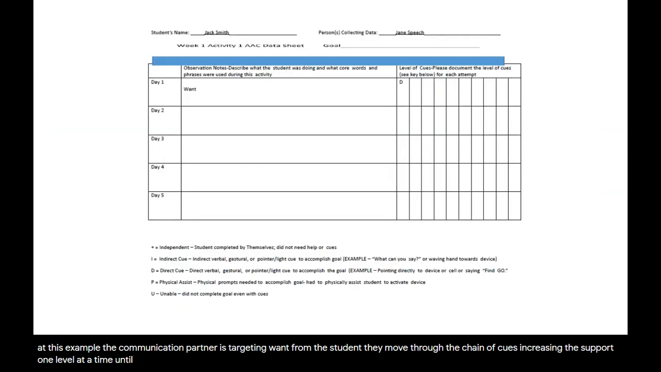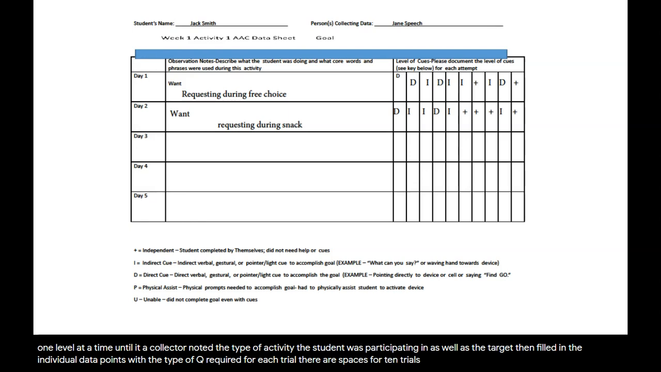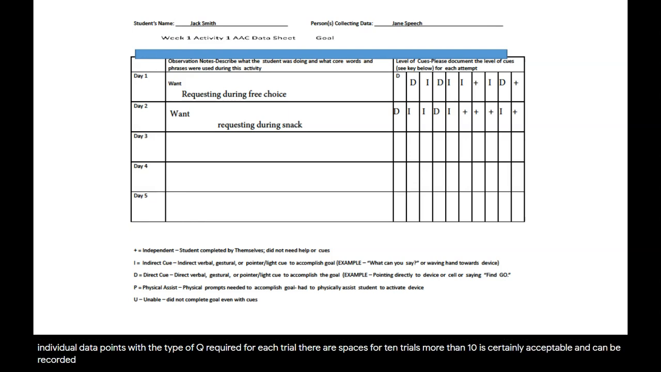The data sheet is set up so that the communication partner can take data each day of the week. The data sheet is intended to cover one activity that is completed each day. The target is written in the large box with the type of cue needed listed on the right. In this example, D was recorded because the student required a direct cue. As the activity and the week progress, the data sheet will become filled in. The data collector noted the type of activity the student was participating in, as well as the target, then filled in the individual data points with the type of cue required for each trial. There are spaces for 10 trials. More than 10 is certainly acceptable and can be recorded in the margins.